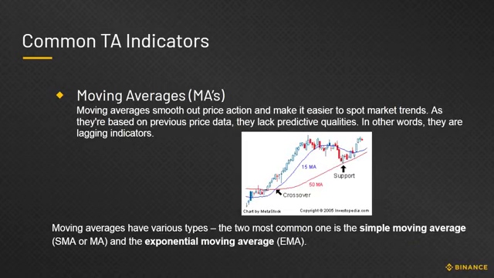So the second one is the moving averages. Moving averages smooth out price action and make it easy to spot market trends. As they are based on previous price data, they lack predictive qualities. In other words, they are lagging indicators. Moving averages have various types. The two most common are the simple moving average and the exponential moving average.